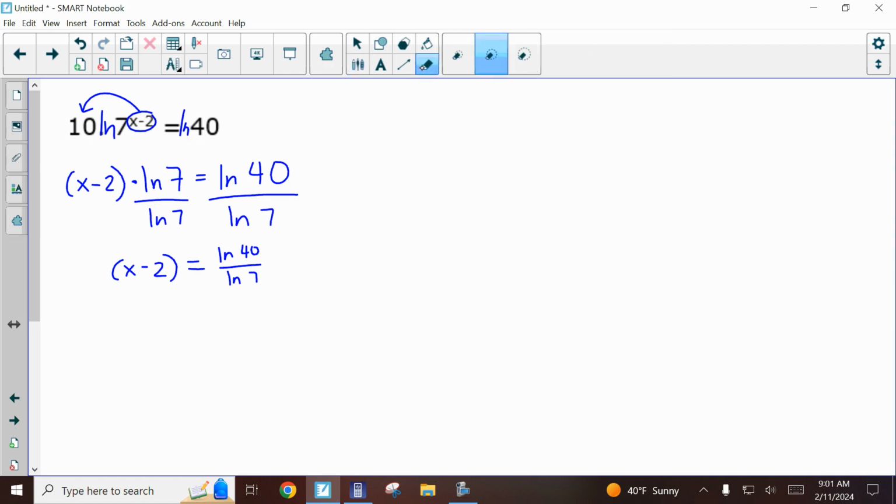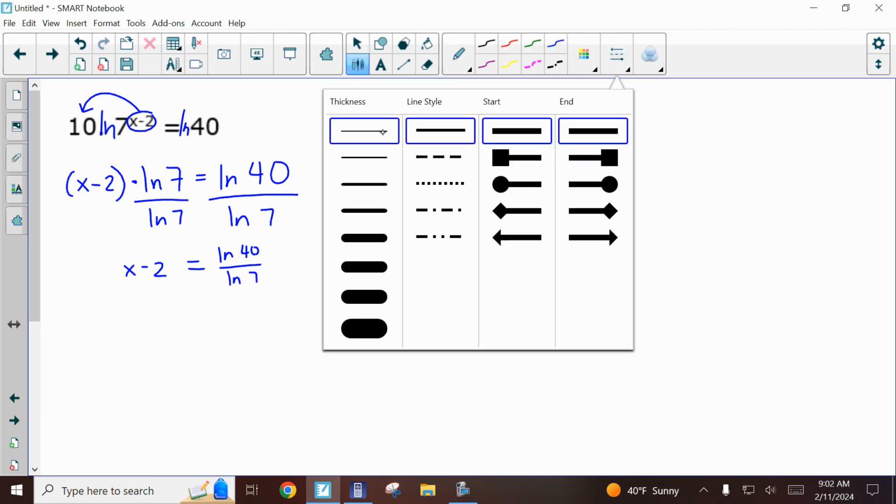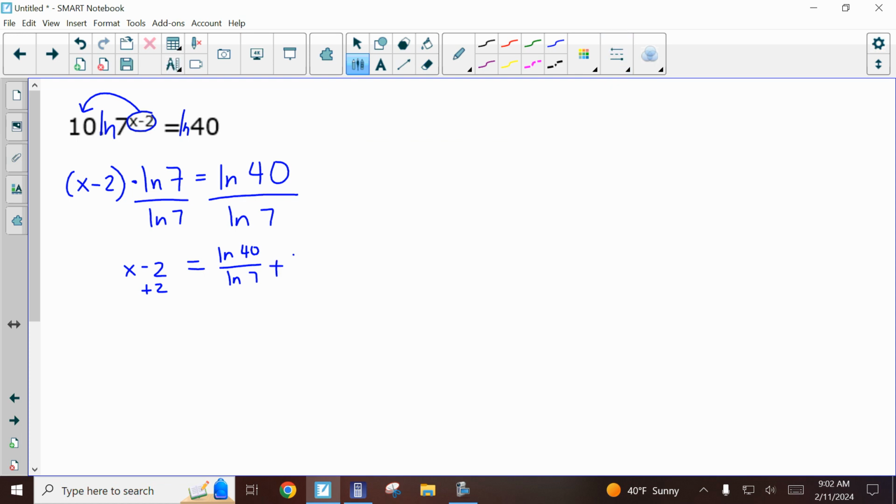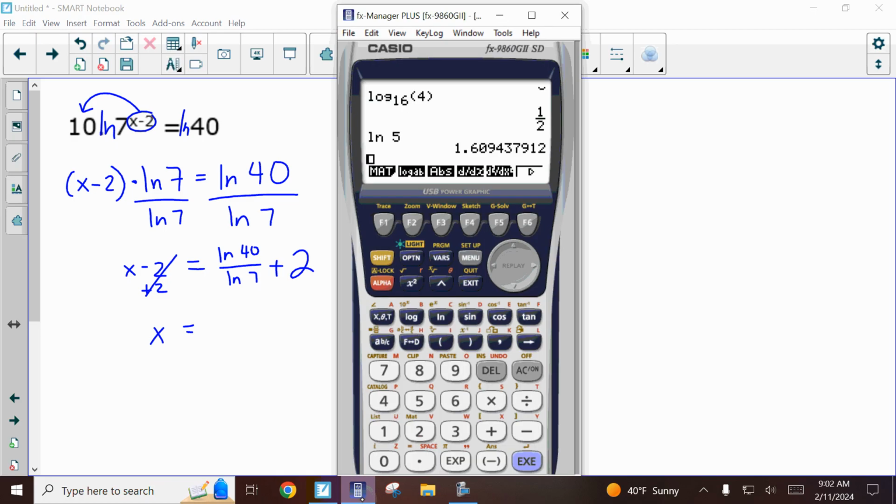And then over here, I don't really need those parentheses anymore, because it's like having a 1 in the front, and 1 times anything is not going to do anything. So now I can actually solve this for x. So I'm going to add 2, and then I'm going to add 2 to this side. So that crosses out. So x equals, and let me type that in the calculator. So ln of 40 on top of the ln of 7. Then we go to the right and plus 2.